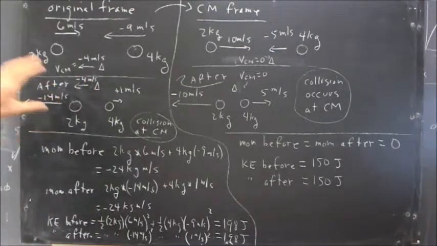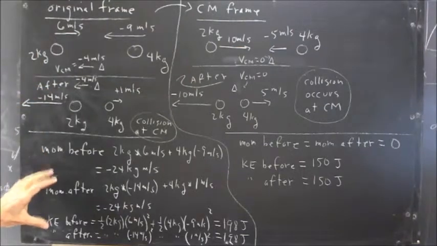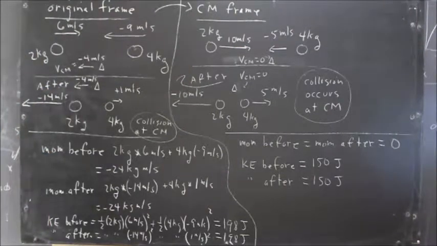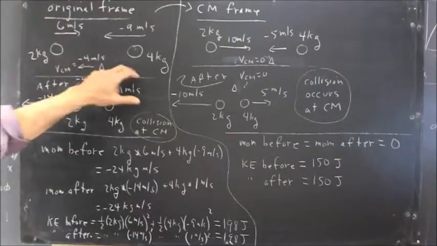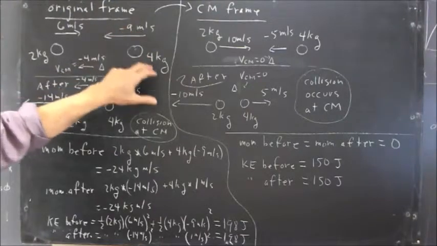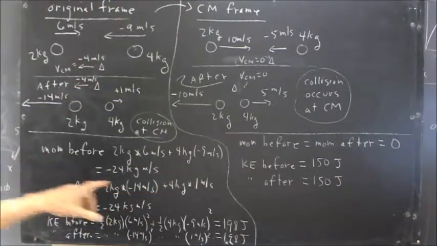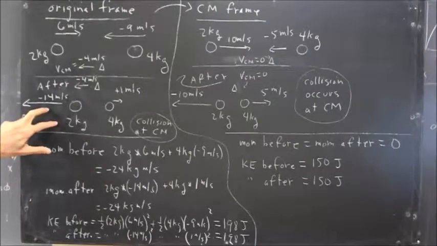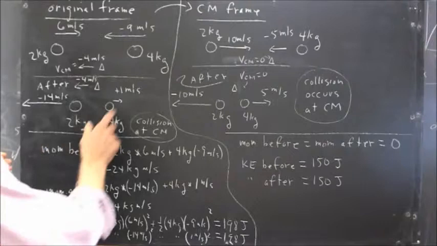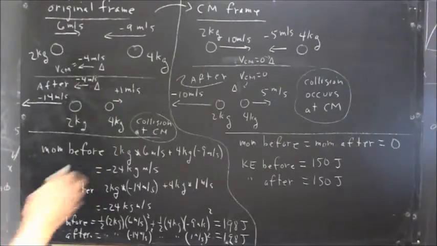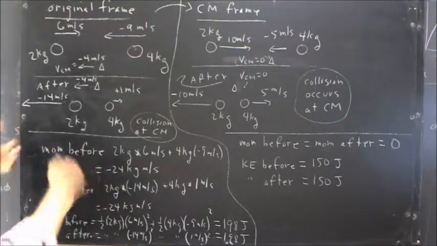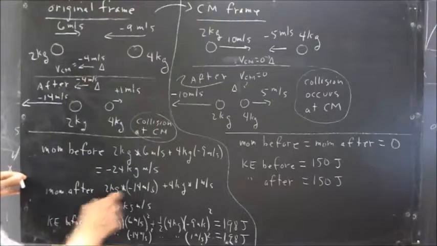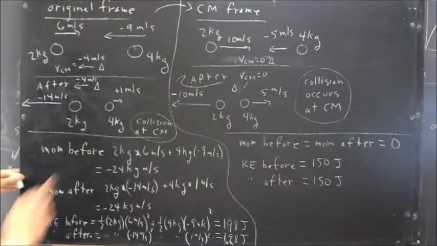And we can calculate in this system, which is our original system and where we want to get our final results, the momentum before: 2 kilograms times 6 meters per second, plus negative 9 meters per second times 4 kilograms. Those add up to negative 24 kilogram meters per second. After, we got 2 kilograms at negative 14 meters per second. That's negative 28 kilogram meters per second. 4 kilograms at plus 1 meter per second is plus 4 kilogram meters per second. Negative 28 and 4 is negative 24. So this calculation here comes out the same as this one.